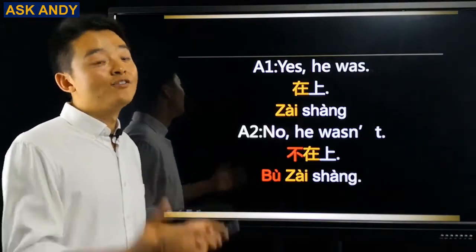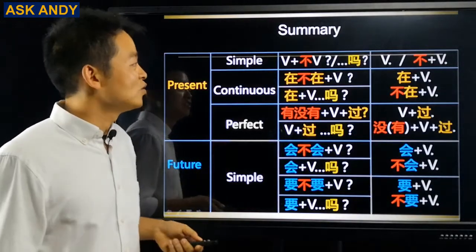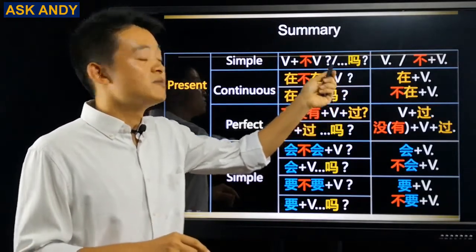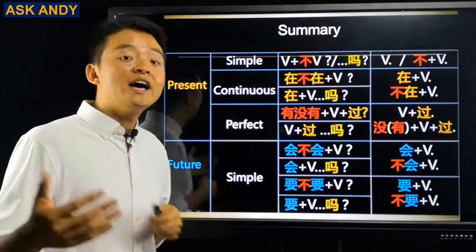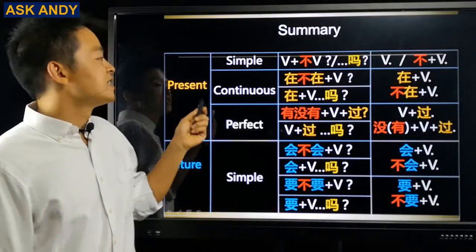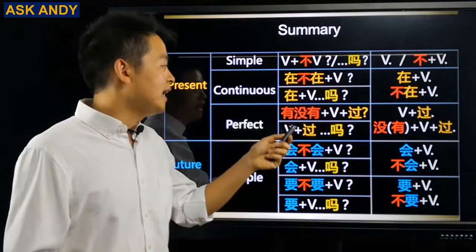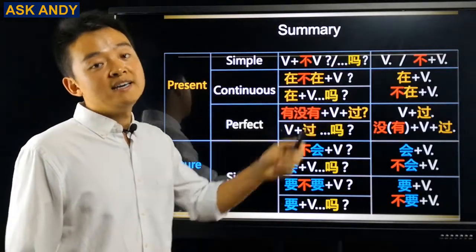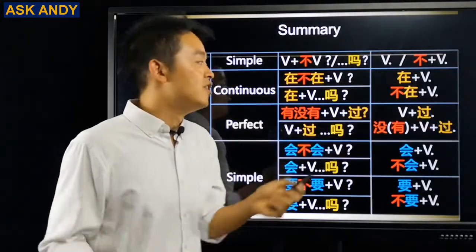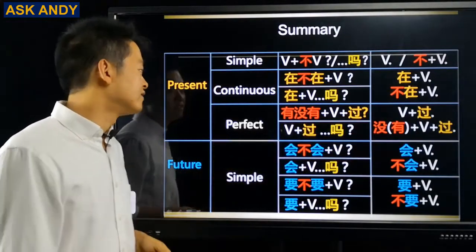Let me summarize them all for you. For simple present tense, when we are making a yes or no question, what we can do is verb plus 不 verb. That is one way. The other one is make a ma in the end of the sentence. And how do we answer the question? Quote the verb or negate the verb with a 不. For present continuous tense, we need to say 在不在 plus the verb. The other way is 在 plus verb plus ma in the end. How do we answer that question? For yes, it is 在 plus verb. For no, we are going to say 不在 plus verb. Simply quote the verb or negate the verb.